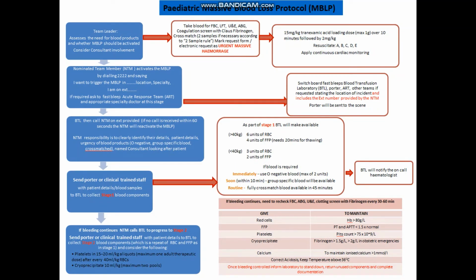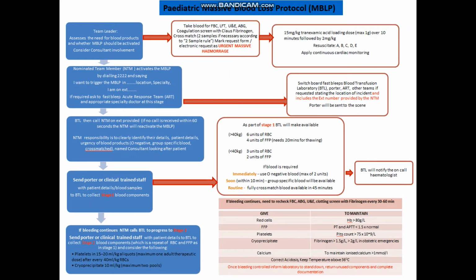Moving on to the pediatric massive blood loss protocol, this is very similar. The only difference is the amount of units that will be issued. So in this case we'll be looking at the patient's weight. So you have to think that if we were to give a child who is only 20 kilograms 6 units of red blood cells, then you're probably going to overload that baby and make them sicker.